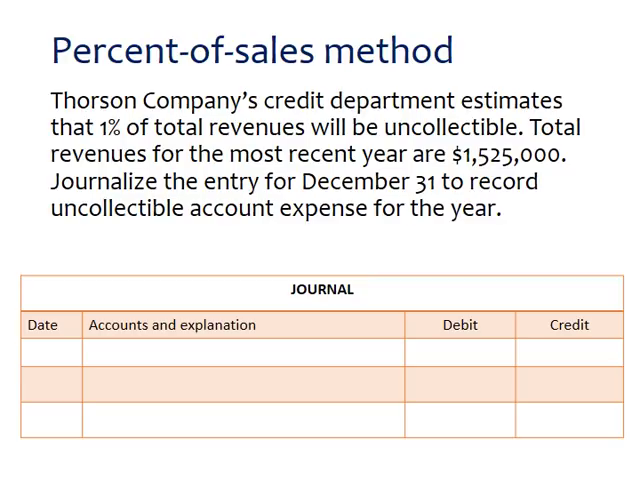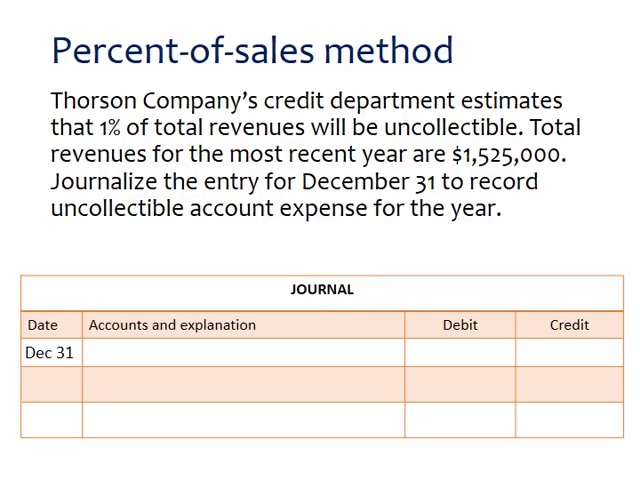Here's the example. Thorson Company's credit department estimates that 1% of total revenues will be uncollectible. Total revenues for the most current year are $1,525,000. Journalize the entry for December 31st to record uncollectible account expense for the year. To make this entry, we start by recording the date.